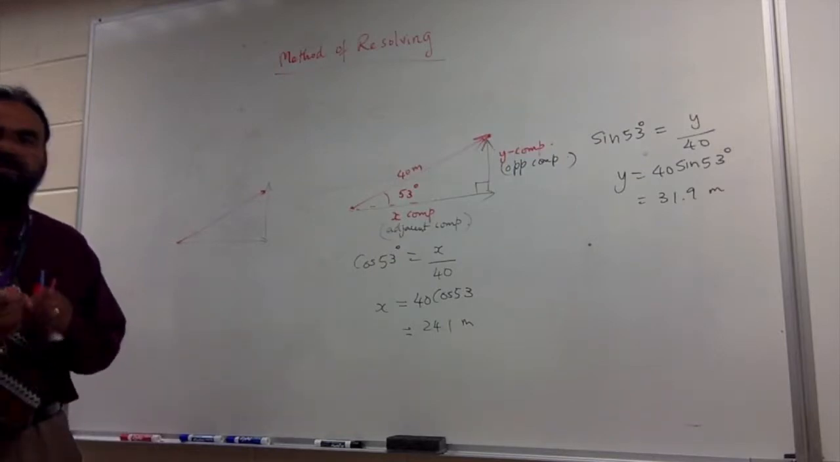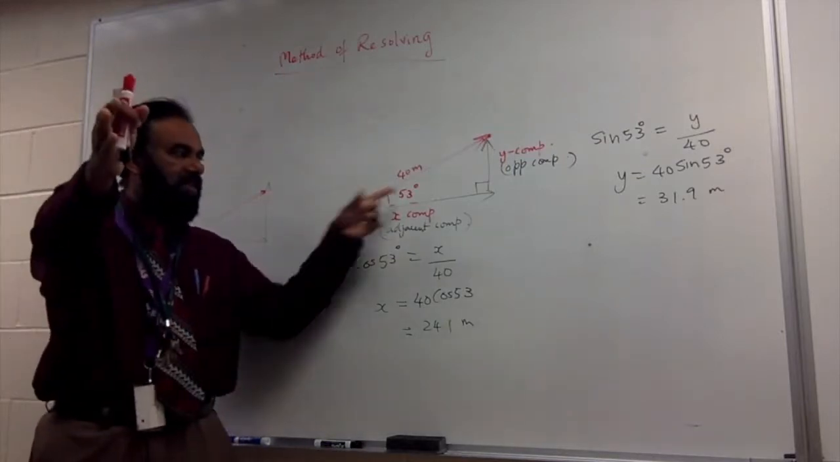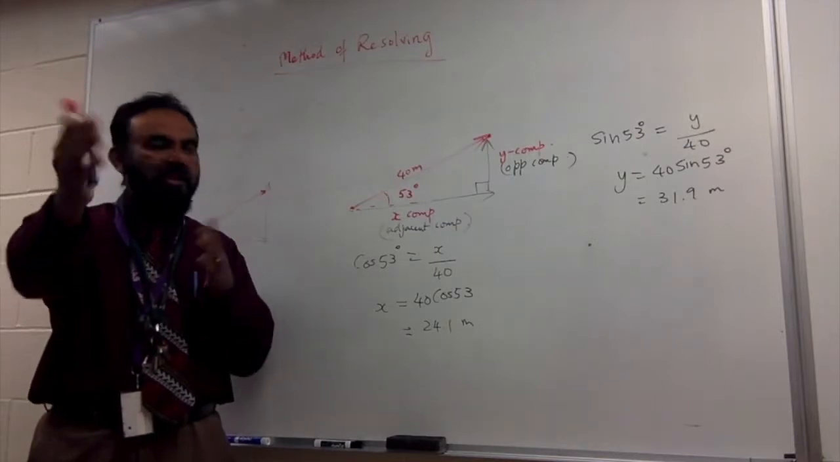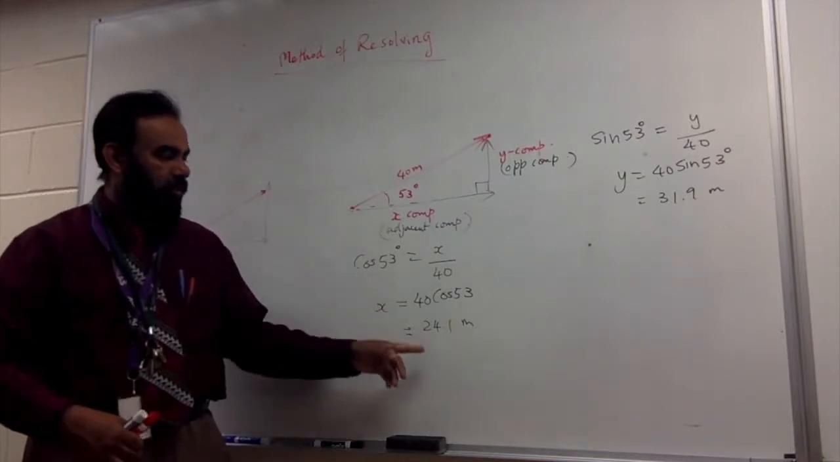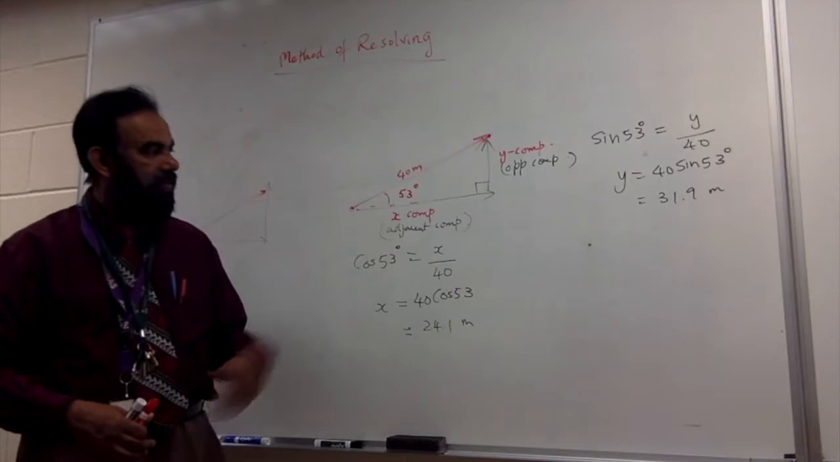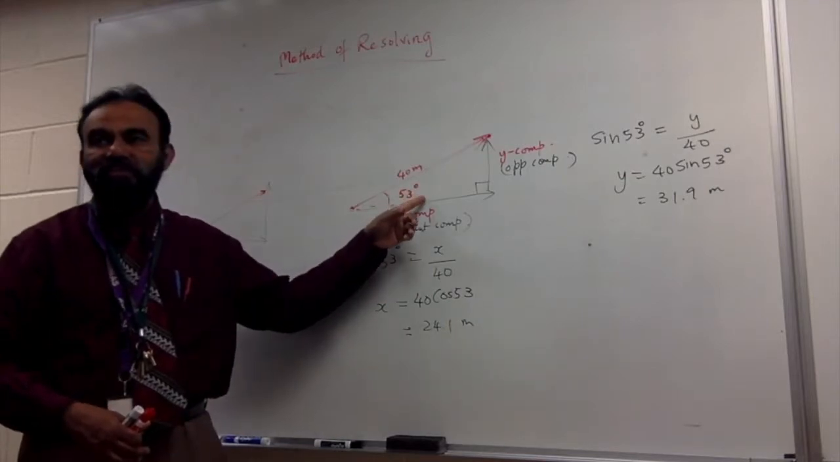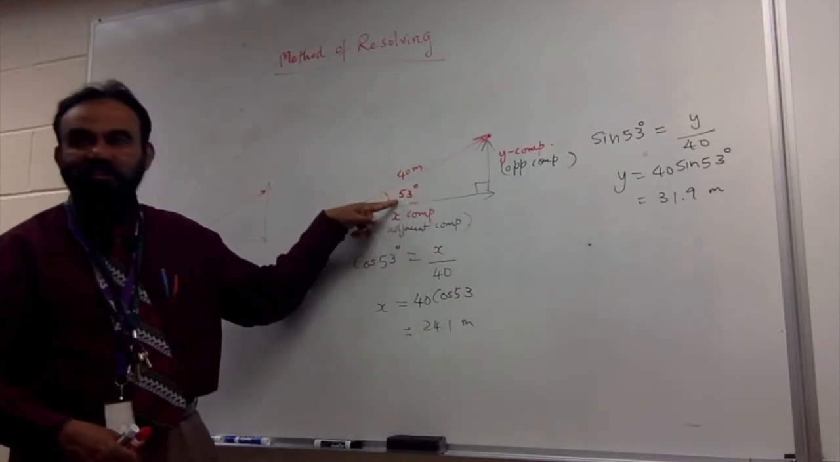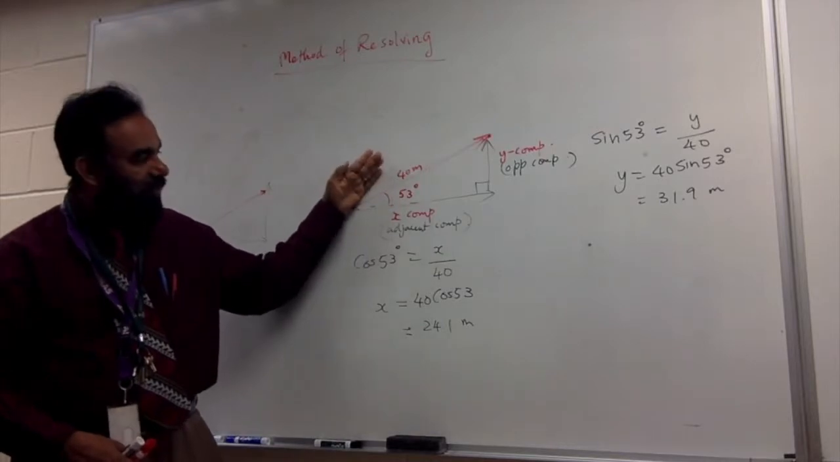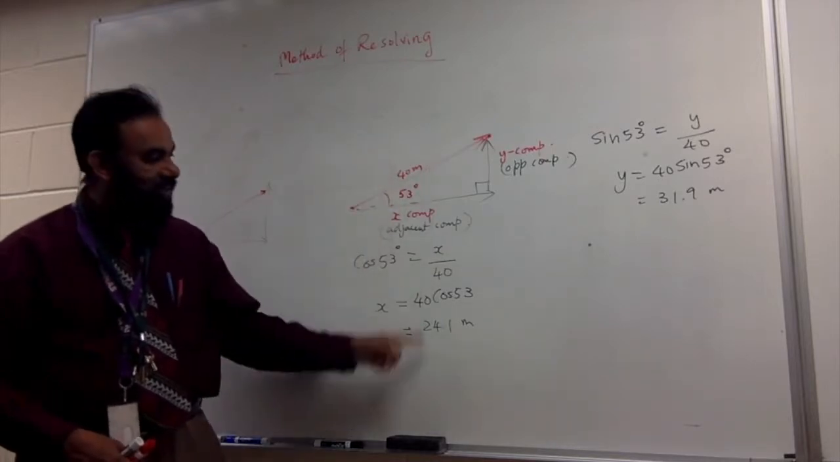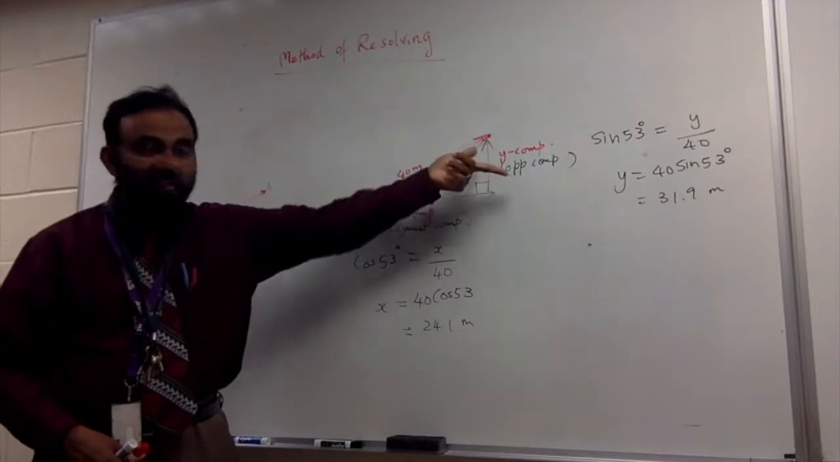So instead of telling a person, go 40 meters at such and such an angle, you can just say, go 24.1 meters. In fact, this is not drawn to scale. Can you see that? The angle I've drawn is not looking like 53, should be somewhere here. And that's why it looks kind of awkward. This is 24 and that is 31.